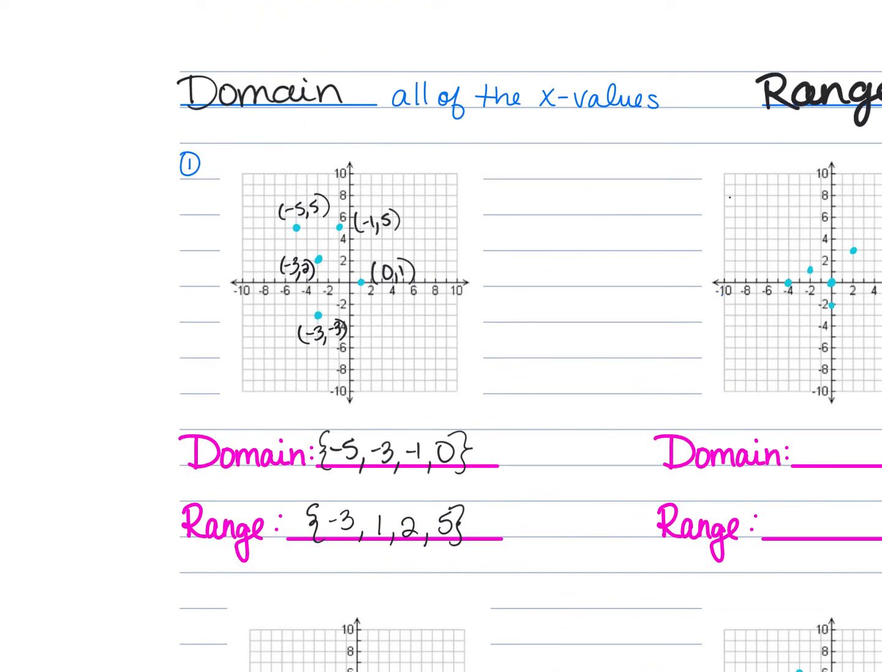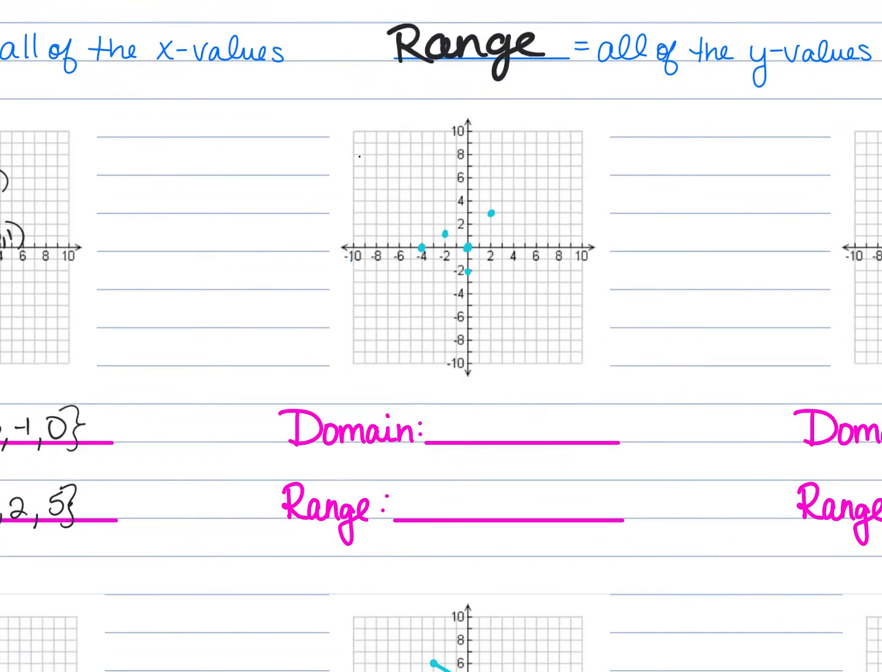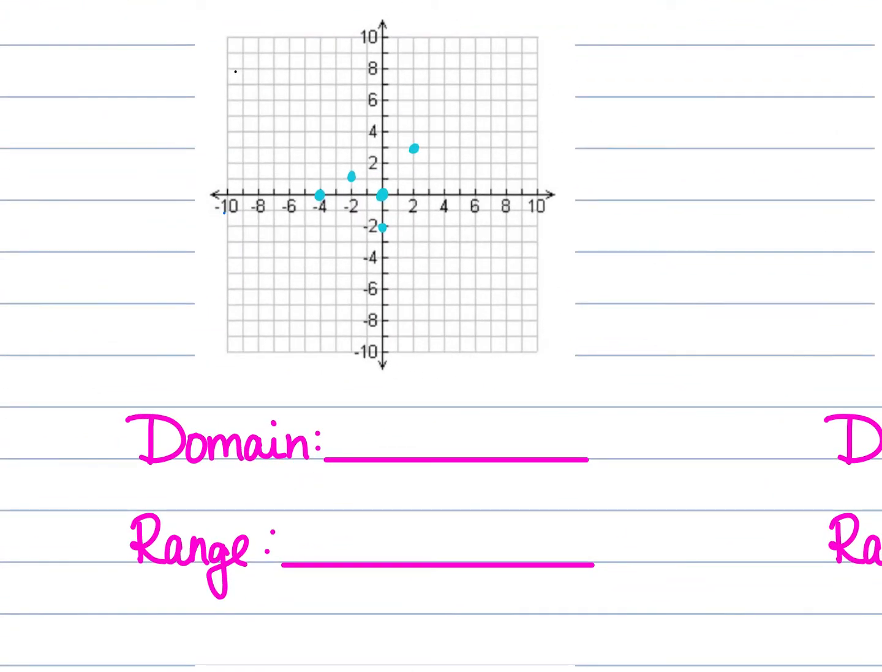All right, next one. So this one, I'm not going to label the numbers, but the domain, this is a discrete function, or discrete relation, I should say. -4, -2, 0, and 2. Those are all of the x values for those coordinates.